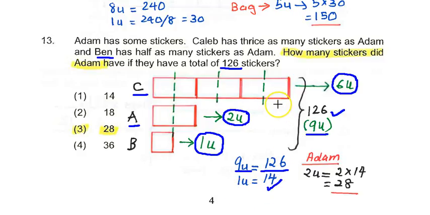What is the question? How many stickers did Adam have? Adam now is 2 units. Can you see? Adam has 2 units. 2 times 14 gives you 28. Okay? This is a very common type of question which can be found in PSLE.